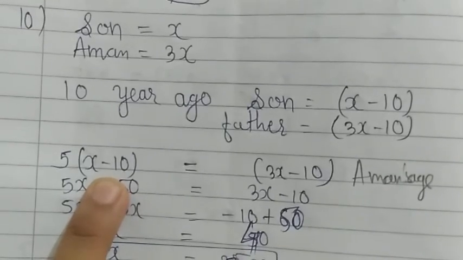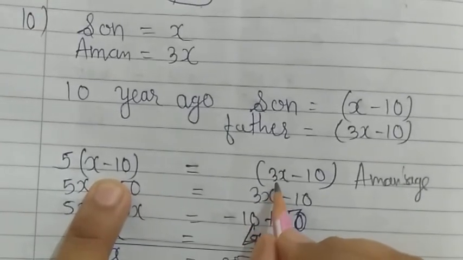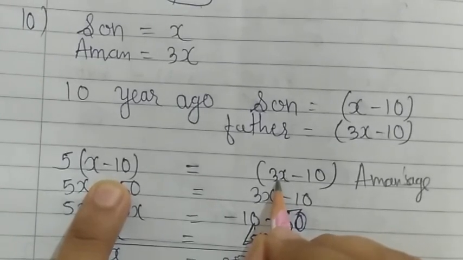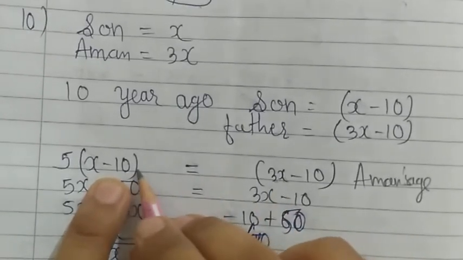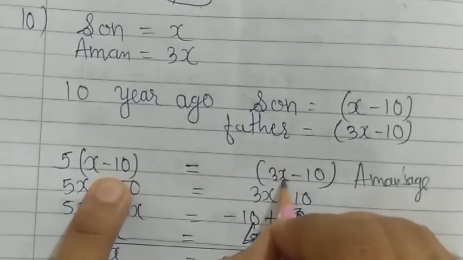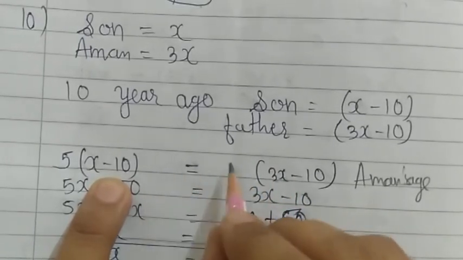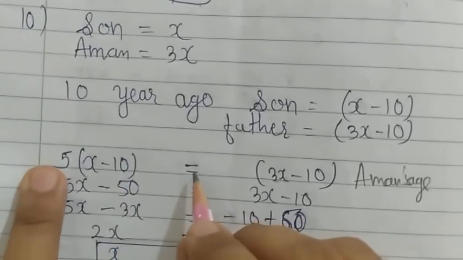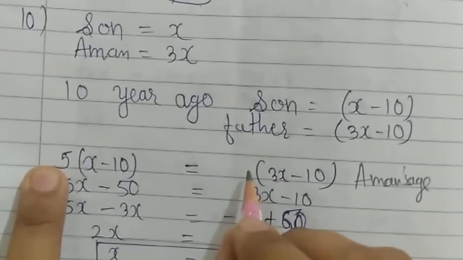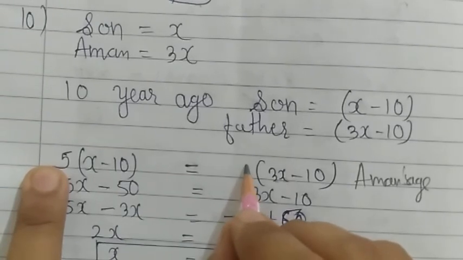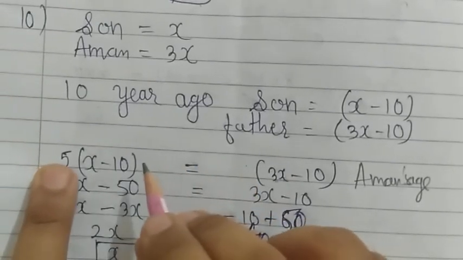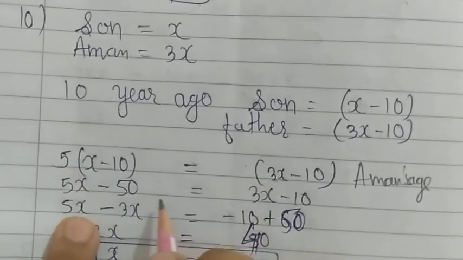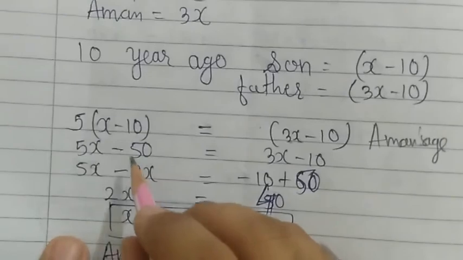Now in the question it is given that before 10 years, Aman's age is 5 times his son's age. So it is already 5 times more. Here we want both to be equal. If you want to equate both, multiply by 5 over here, because in the question it is given that the father's age is 5 times more. So now both are equal. Now let me solve and find x.